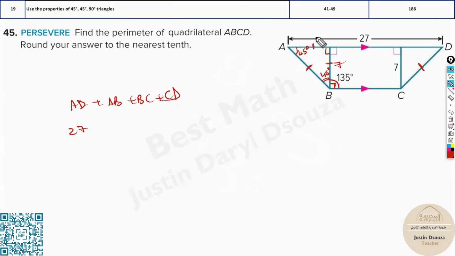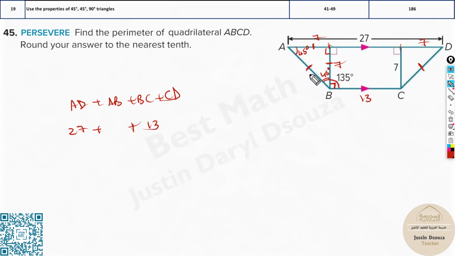If you have 7 here, this is 7. They are equal, isn't it? So we know this is 7, this is 7. So what is remaining in between? For BC, it will be 27 minus 7 and 7. That's 14. Sorry, it'll be 13 over here. Okay, this is 13. So 27 minus 14. So plus, AB is unknown. I'll find it in a while, but I know BC is 13 here.